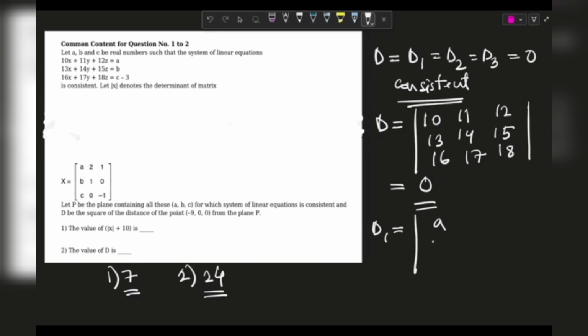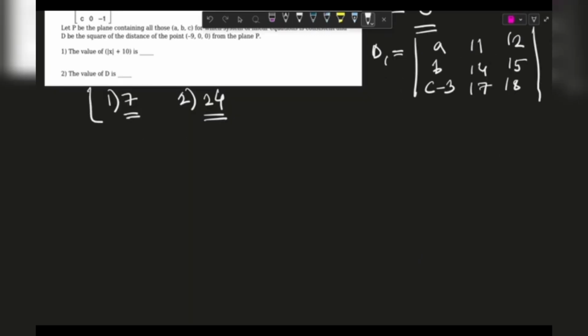D1 will be A, B, C minus 3, 11, 14, 17, 12, 15, 18. This is your D1. I will change the page, otherwise I will have a lack of space. So let's do one thing. I will do one operation here.